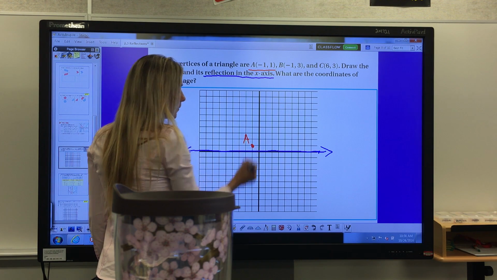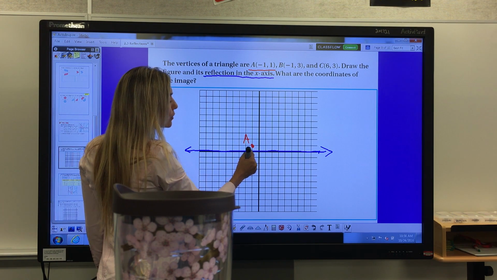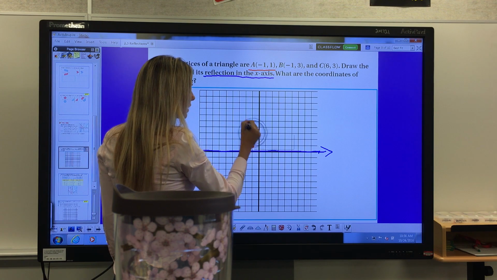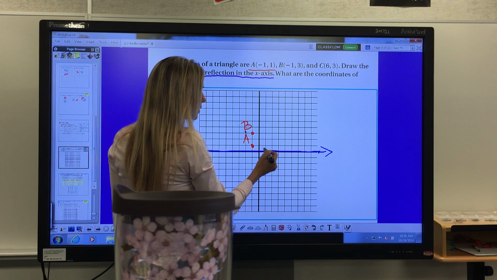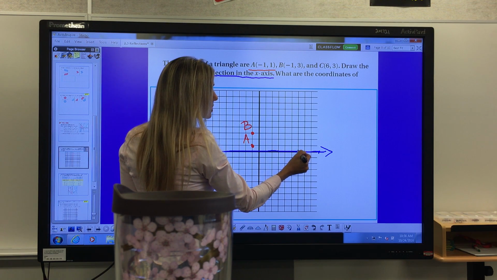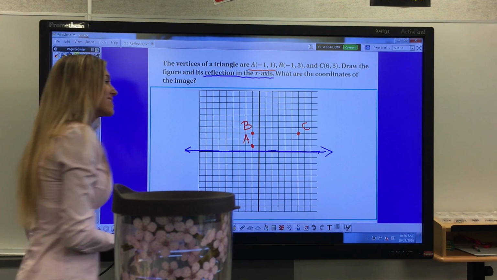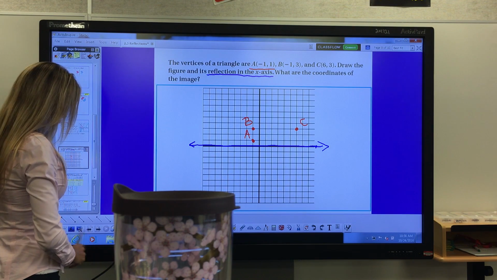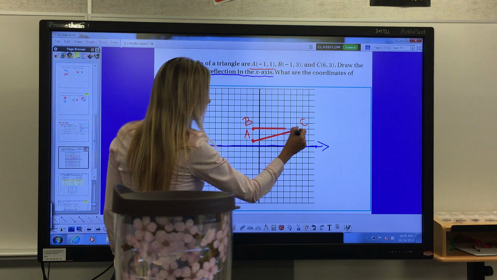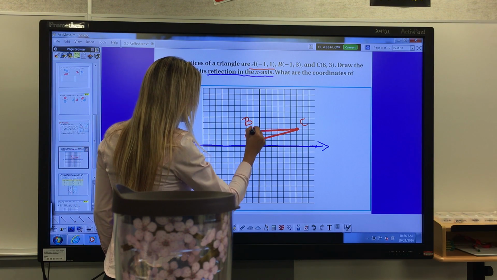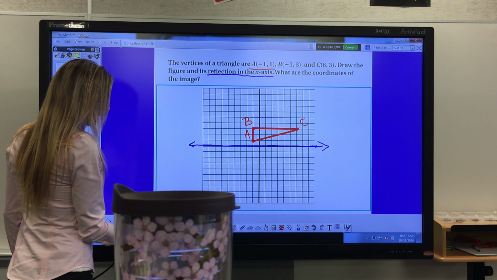So this is my point A. Point B says go 1 unit to the left on x and 3 units up. 1, 2, 3. Here's my point B. Point C is 6 units to the right. 1, 2, 3, 4, 5, 6, and 3 units up. 1, 2, 3. Here is point C. And that is my triangle that is given to me to start with. Let's connect the dots. There you go. So that's my triangle A, B, and C.